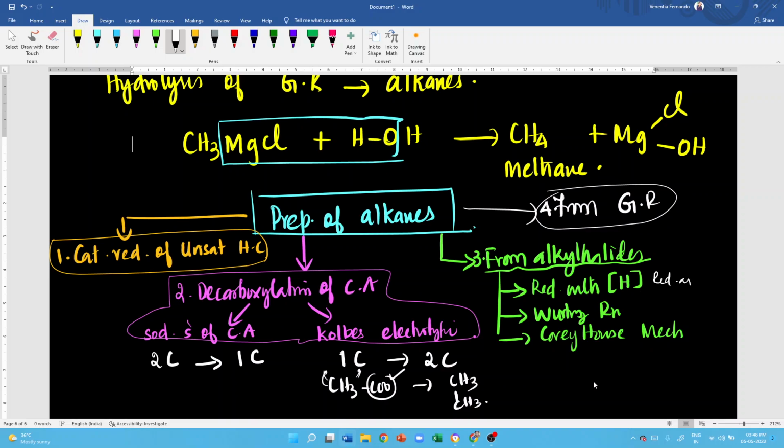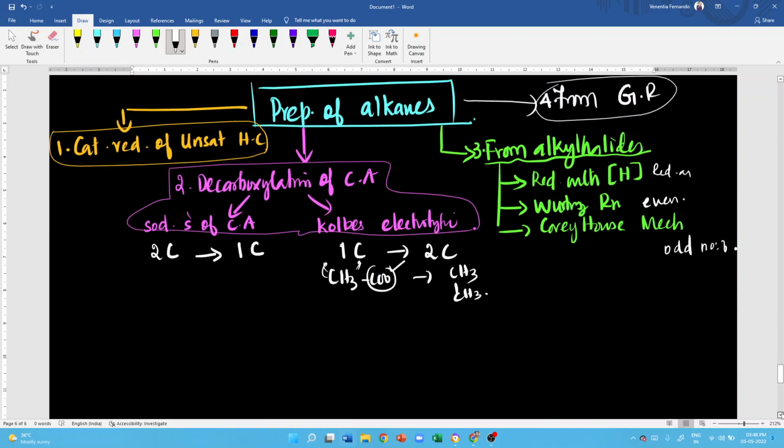In which reaction will you get a higher alkane with an even number of carbon atoms? In Corey-House, you get a higher alkane with an odd number of carbon atoms. So that is the preparation of alkanes.